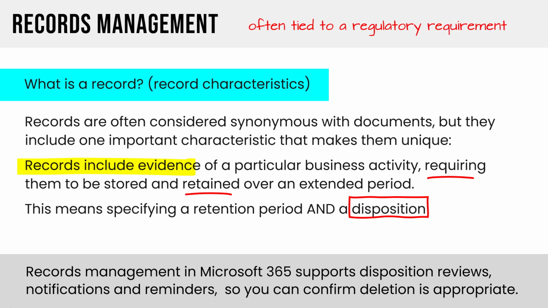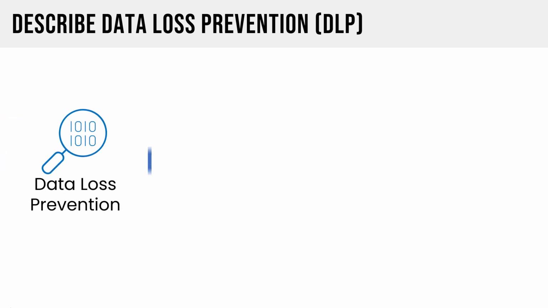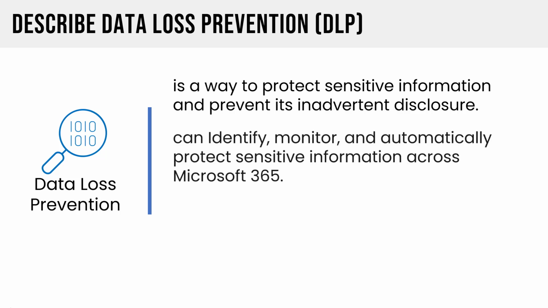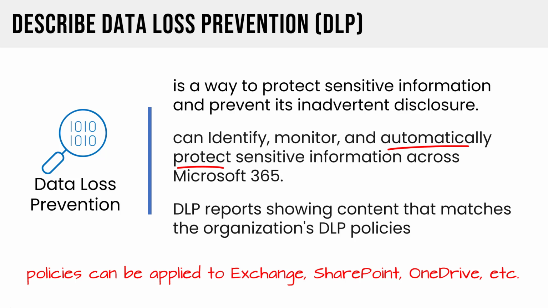So next up, we're going to talk about data loss prevention, sometimes abbreviated DLP. Data loss prevention is a way to protect sensitive information and prevent its inadvertent disclosure. We can identify, monitor, and automatically protect sensitive information across Microsoft 365. There are DLP reports that show us content that matches our DLP policies, and these policies can be applied to Exchange, SharePoint, OneDrive, Teams, etc. But protecting sensitive information is what DLP is all about.